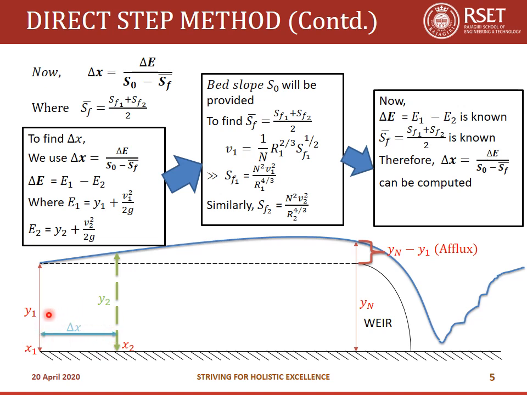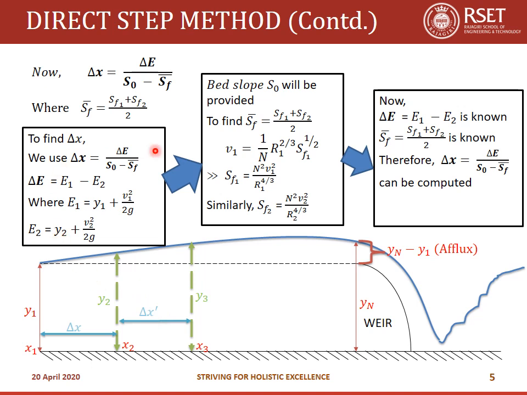But that is not the distance that I actually require. I require the total distance from y1 to y capital N. So this total distance, how do I get? What I do next is, I will take another flow depth, y3. Let the x-coordinate of y3 be x3, and the distance between y2 and y3, let it be delta x dash.